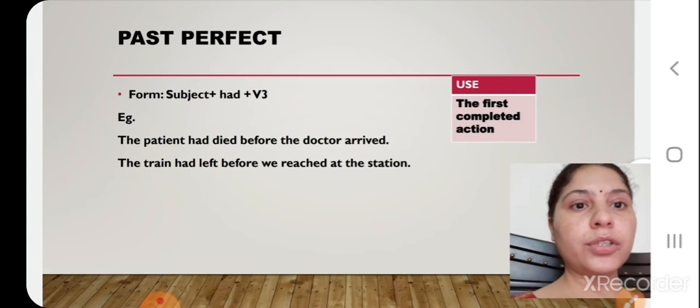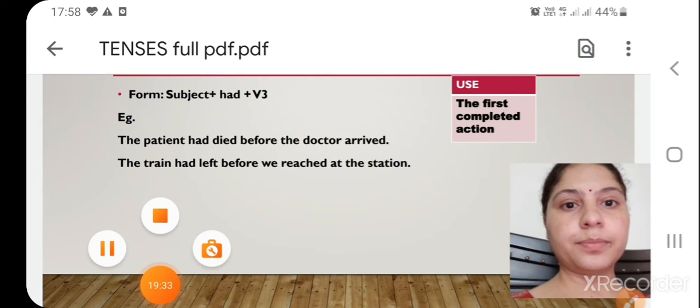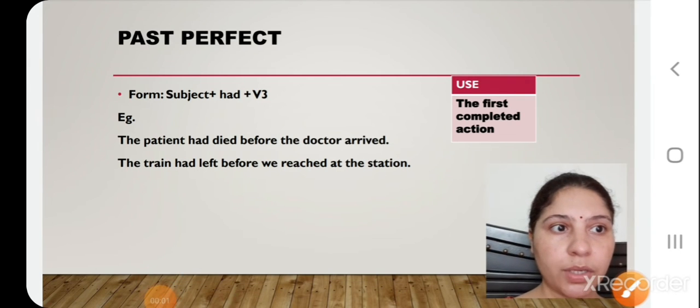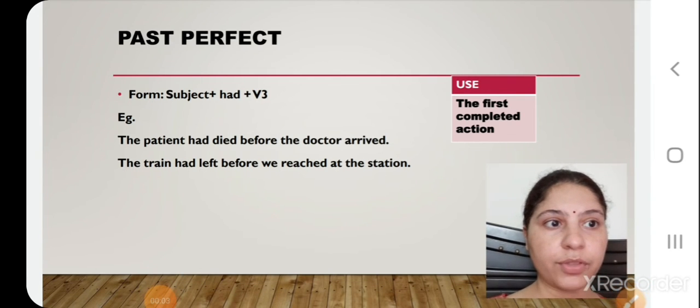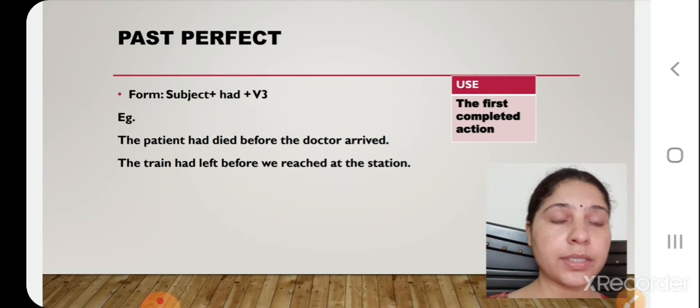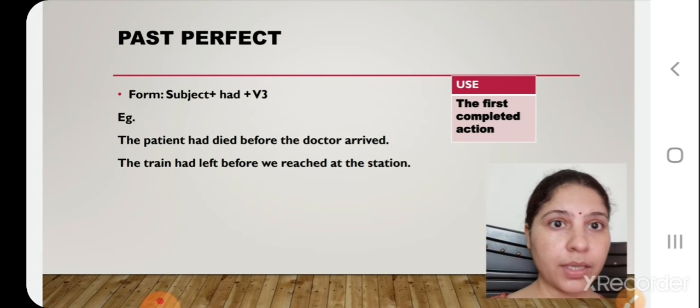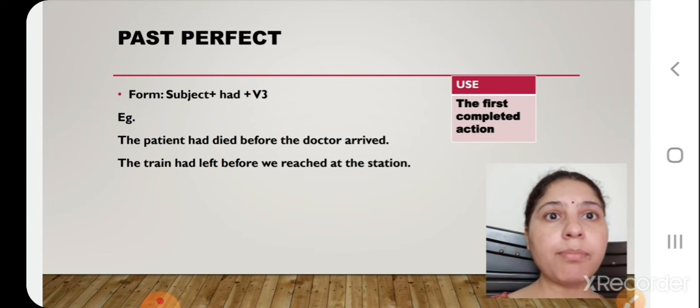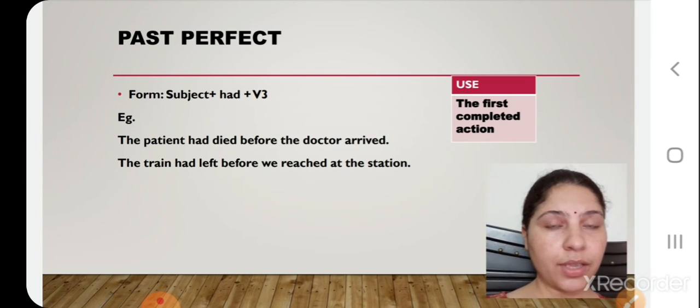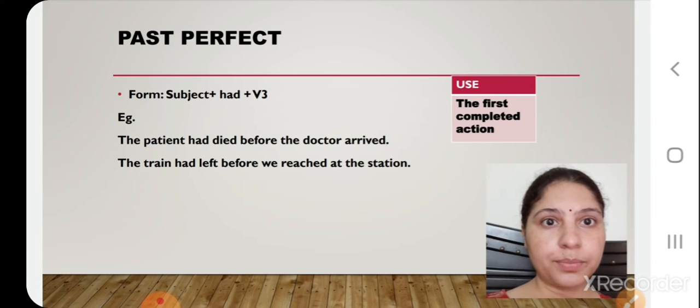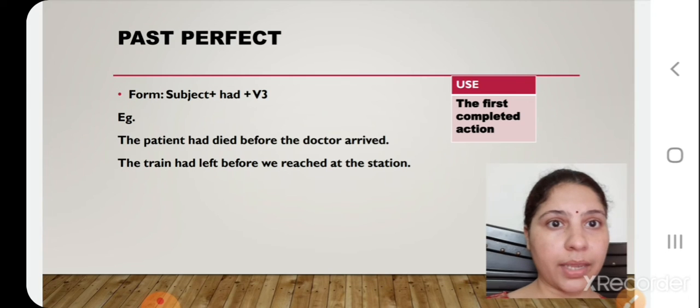Now we move on to past perfect. For past perfect tense, we use had and third form of the verb. Now here children, there are 2 activities that happened in the past. So the first completed action in the past out of the 2 actions will take up past perfect tense. Look at the example. The patient had died before the doctor arrived.